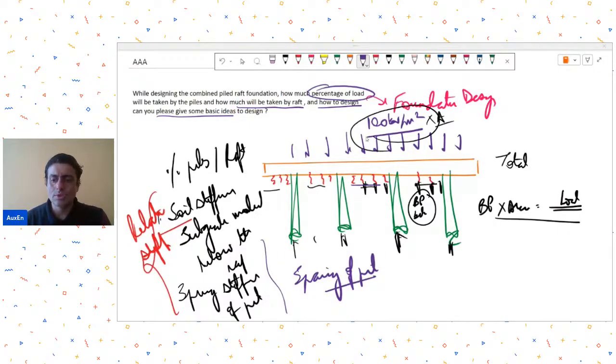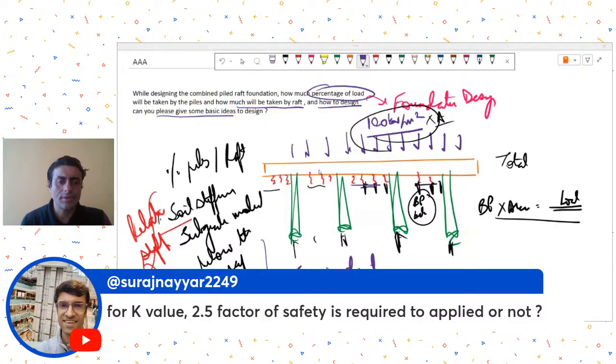So these issues will determine what is the percentage distribution between the two systems.